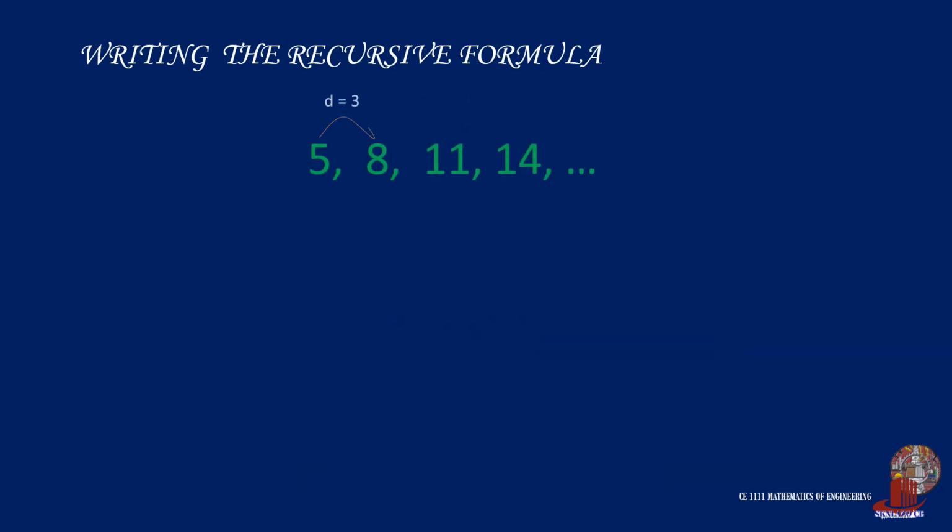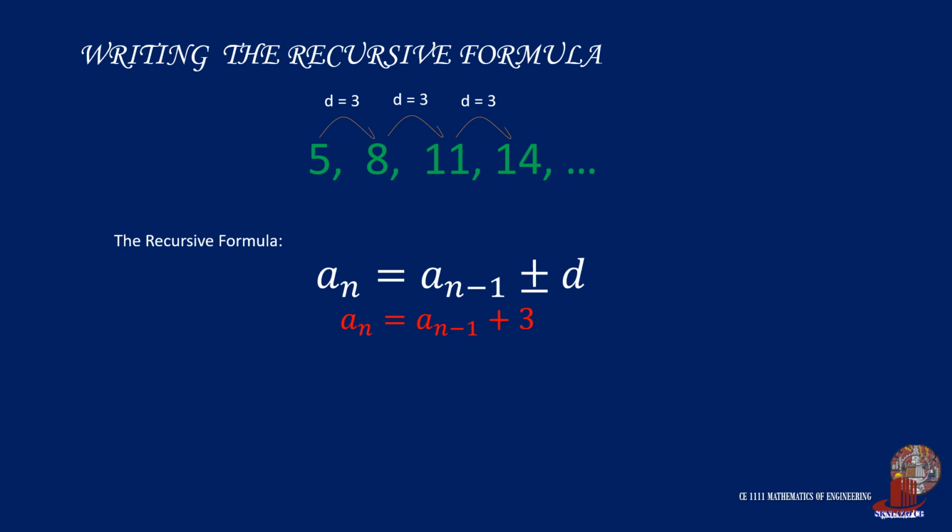With a pattern involving 5, 8, 11, and 14, the common difference is taken as 3. So plug this value in the recursive formula to have a sub n is equal to the current term plus 3. Now check the validity of the formula by applying it to the other terms.